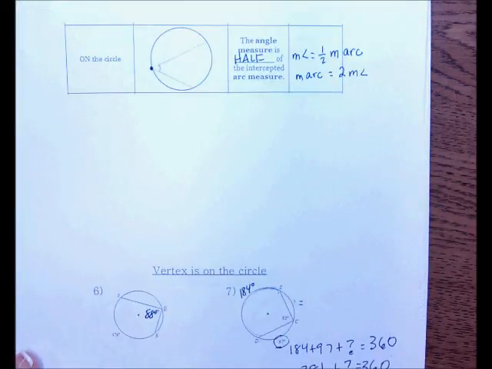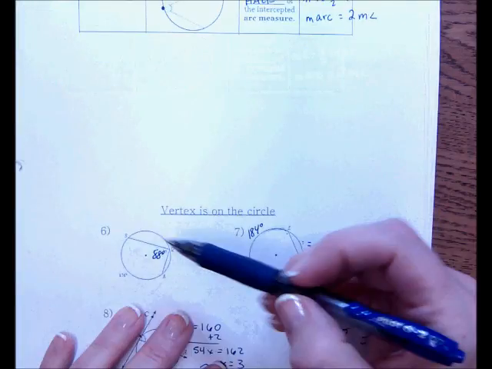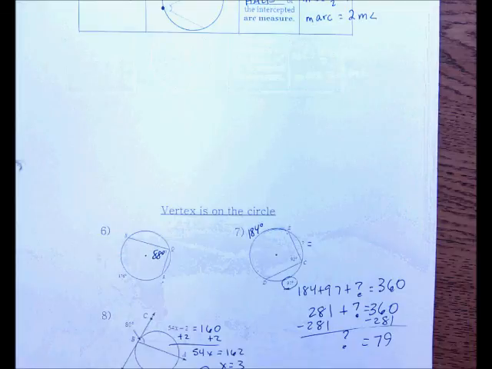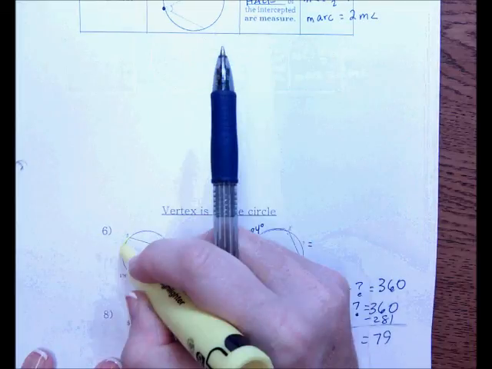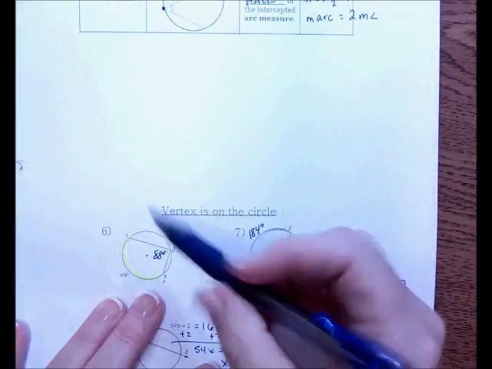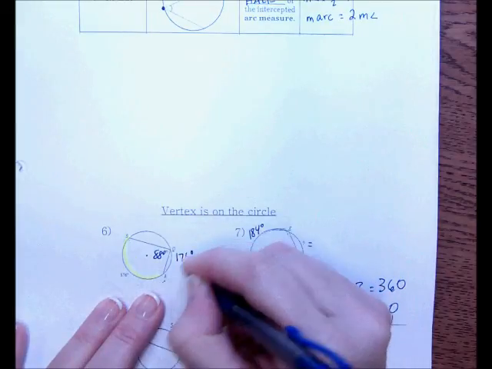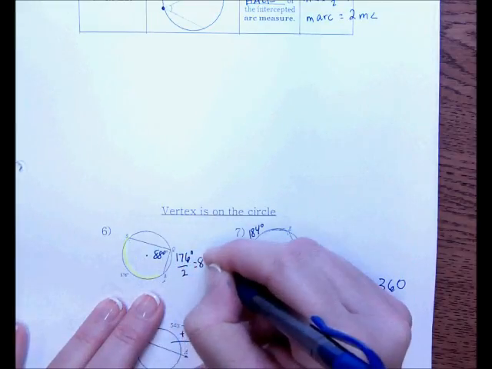So, it starts easy and gets a little bit more difficult. So here, I know that the intercepted arc measure is 176. So I just take 176 degrees and divide it by 2, and it's 88 degrees.